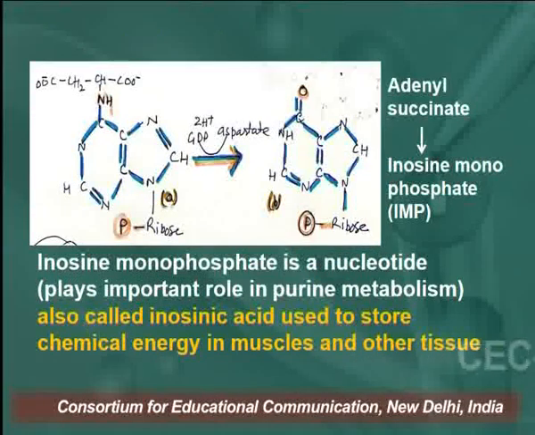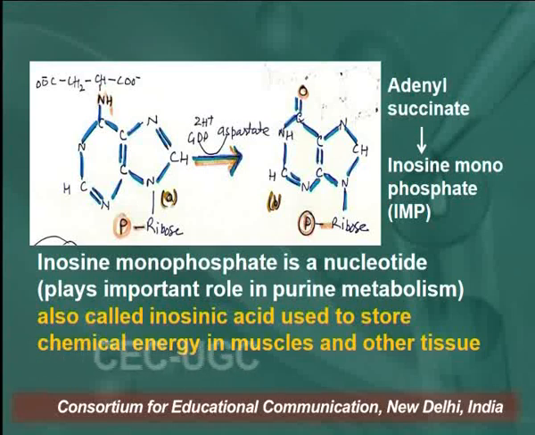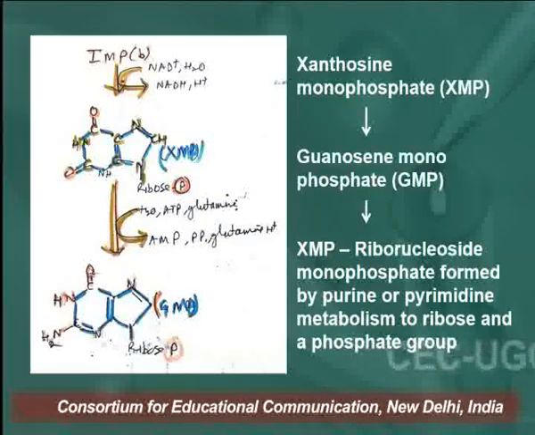Another step in the biosynthesis is adenylosuccinate, which is converted into inosine monophosphate, and inosine monophosphate is a nucleotide which plays an important role in purine metabolism. It is also called inosinic acid, and it is used to store chemical energy in muscles and other tissues. So, as I told you, purine biosynthesis is a multi-step process.